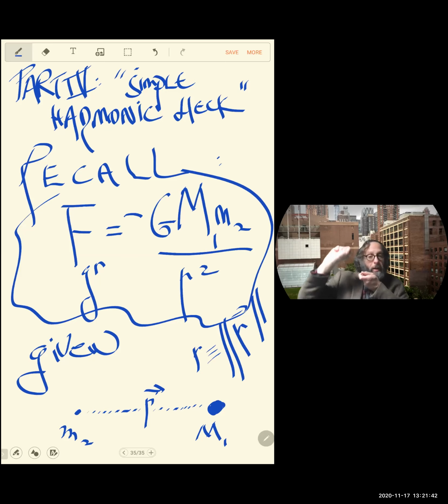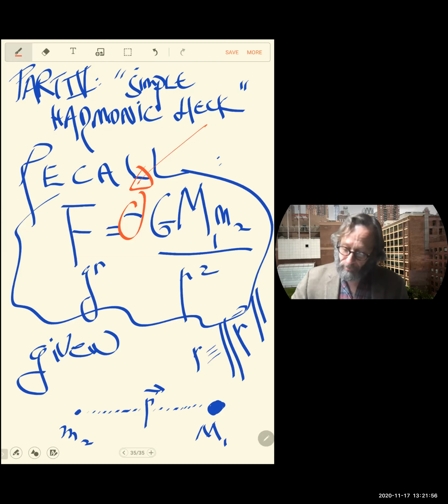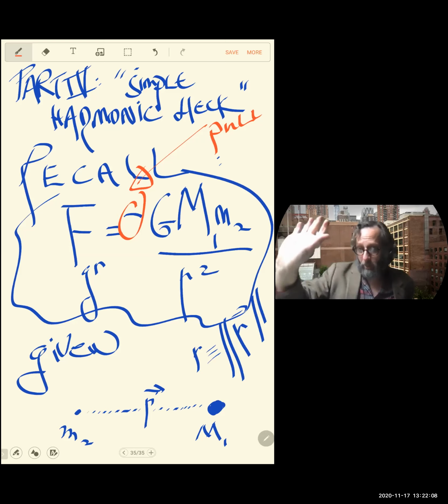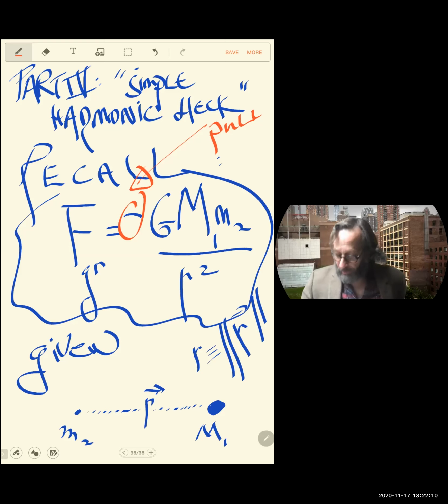If M1 is displaced away from M2, M1 will exert a force onto M2 that is toward M1, i.e. it's a pull. Just to be as clear as possible, what this negative sign means is that the direction of the force is opposite the direction of displacement. The force is a pull back to the object, not a push away.